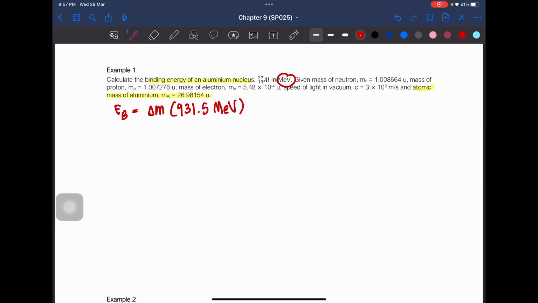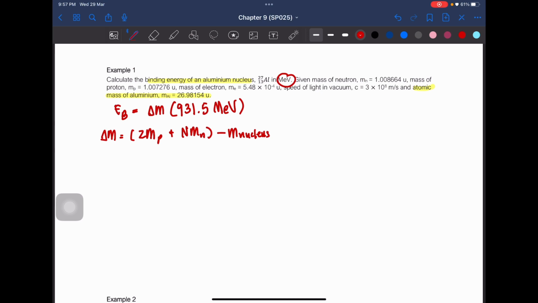So how do we calculate the mass defect? Mass defect is equal to Z times M_p plus N times M_n, minus the mass of the nucleus. Since the question didn't give us the mass of the nucleus, we have to calculate the nucleus mass.